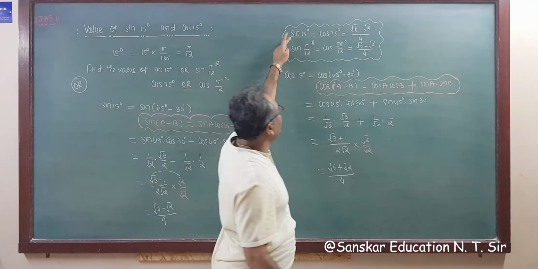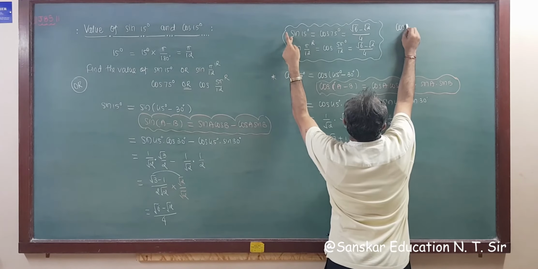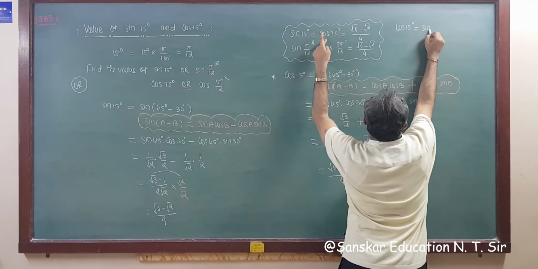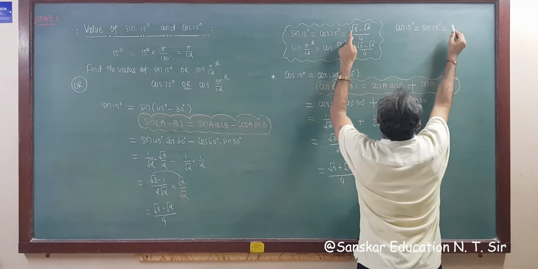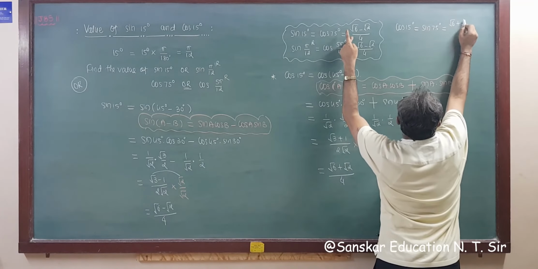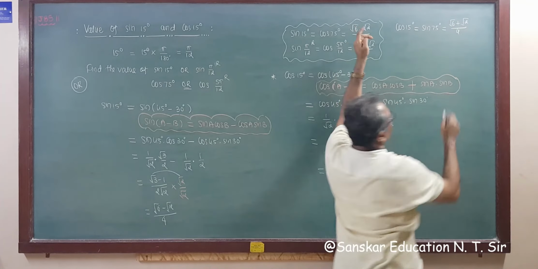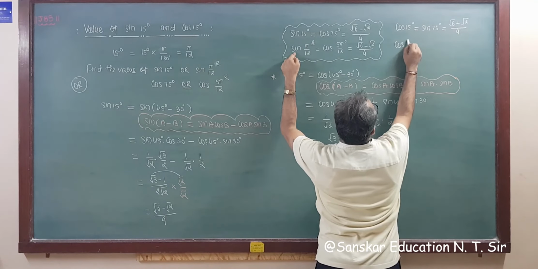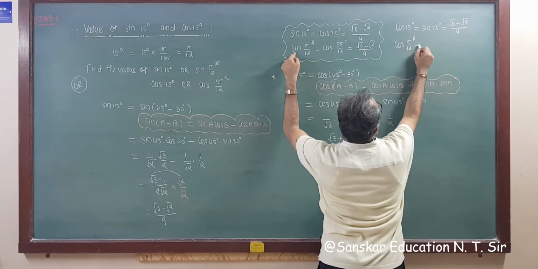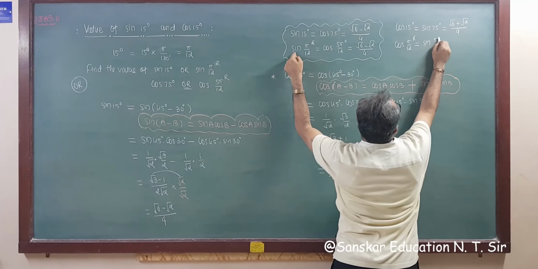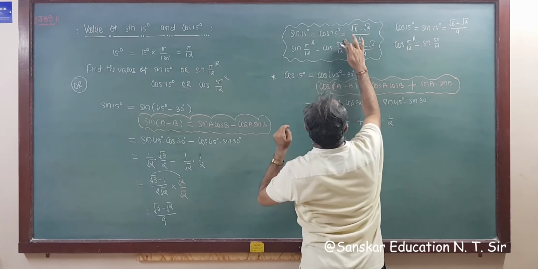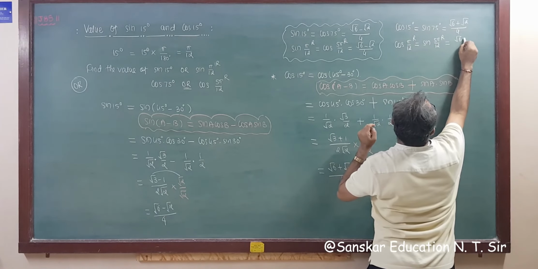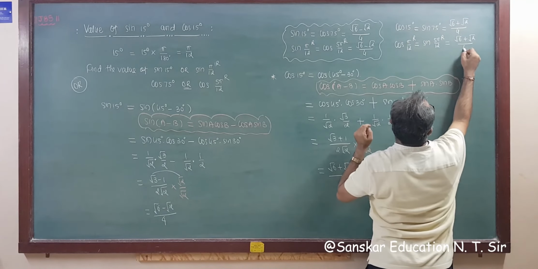So in general like this, what is your answer? Cos 15 degree is equal to sin 75 degree is equal to root 6 plus root 2 by 4 in degree measure, right? And in radian, cos pi by 12 radian is equal to sin 5 pi by 12 radian is equal to root 6 plus root 2 by 4.